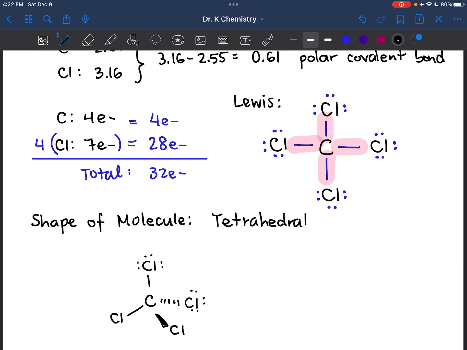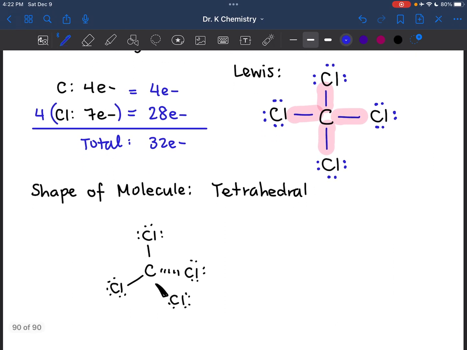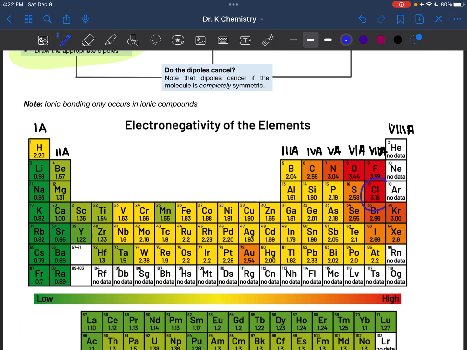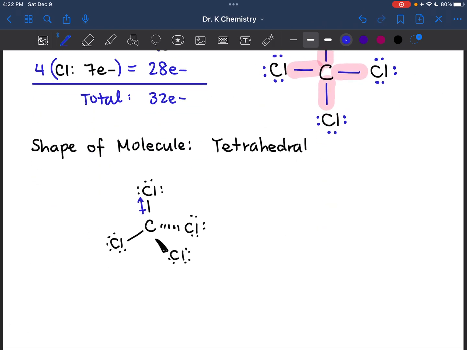And then I will figure out where the dipoles are heading. Keep in mind that the more electronegative atom is going to pull the electrons in the bond toward itself. If we look back at our chart, chlorine has a higher electronegativity than carbon, which means that chlorine is pulling the electrons in each of these bonds toward itself.